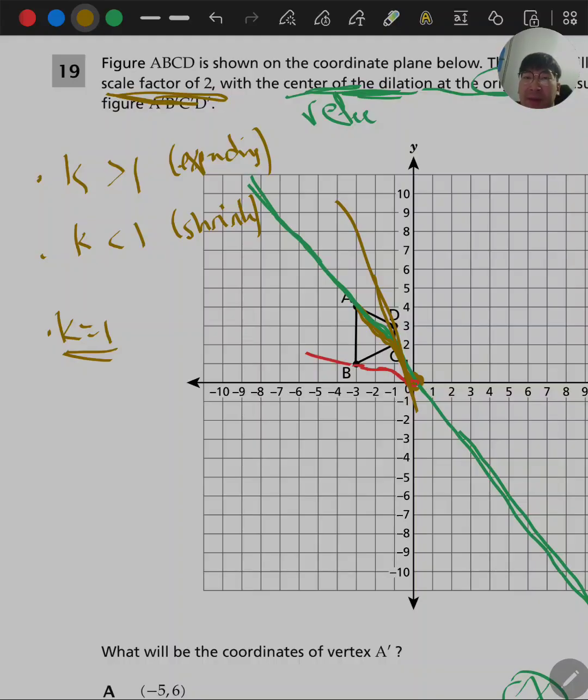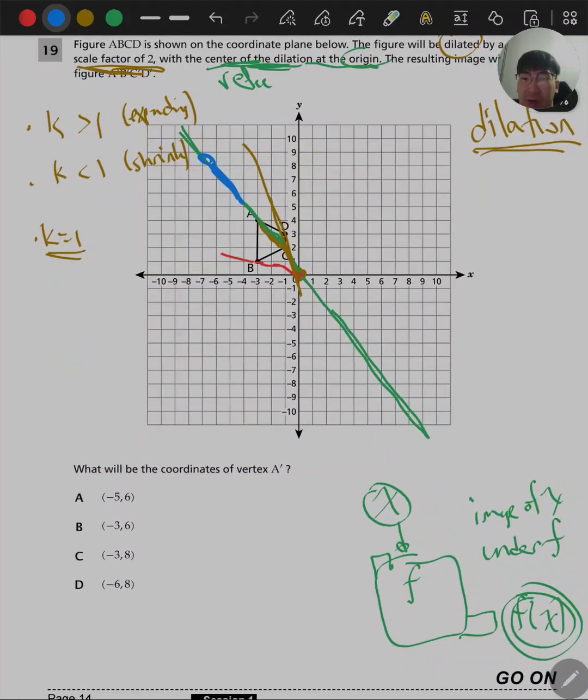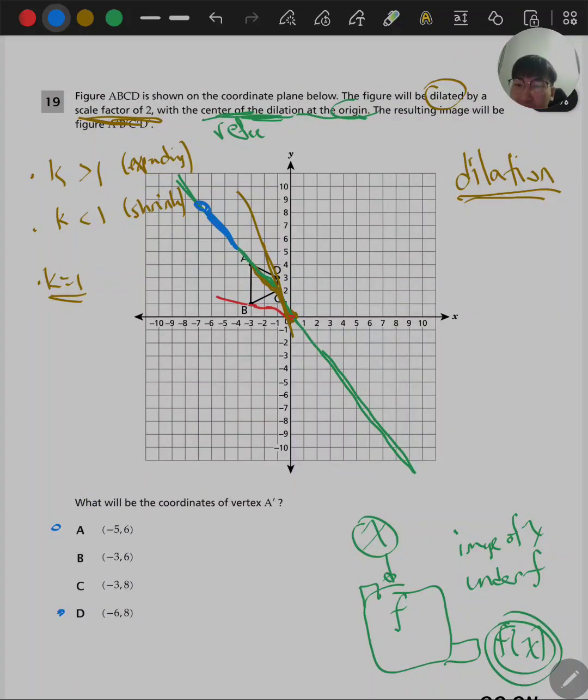So think about it. So that means that you have this A, right? And you're expanding it. So that means that the A prime is going to end up further away from the origin. It's going to end up somewhere here, okay? So here, what will the coordinates of vertex A prime be? It's got to be somewhere deeper there, right? In quadrant 2. So if you look at the choices, the only ones that it could be is D or possibly this, okay? Let me see, what else do you need for this?